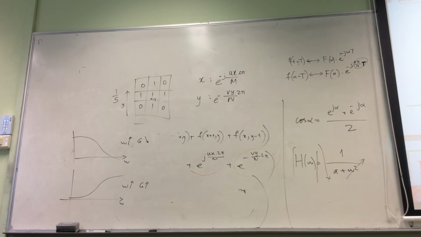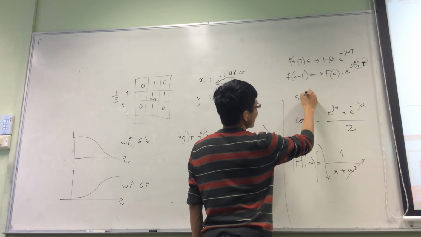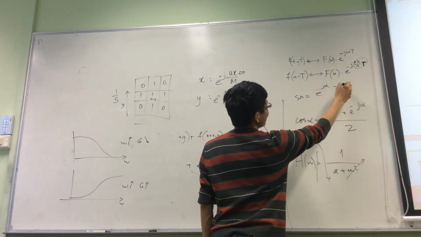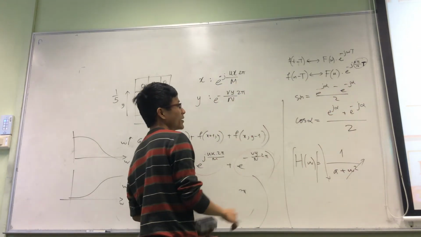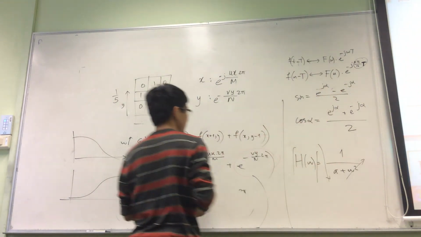I know this one. How about the sine equation? It's the same thing. The above one, with e to the minus j, sine, and minus j.